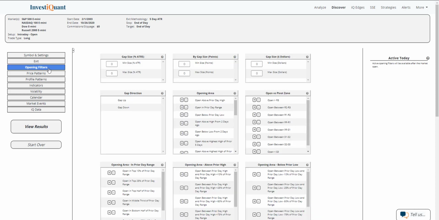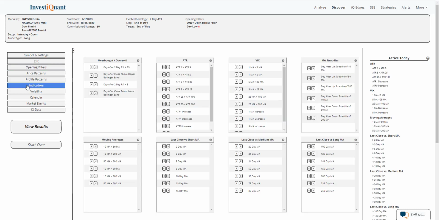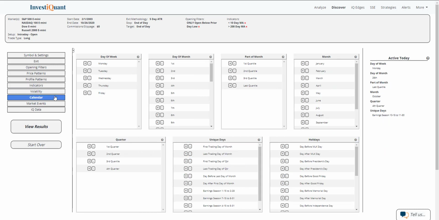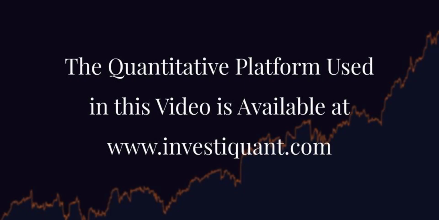For the opening filter, I'm going to use open below prior day low. So let me hit equals there. And then I'm going to put us in a similar environment. I'm going to define that environment as being below a 10-day simple moving average, but above a 200-day simple moving average. And then lastly, I'm going to go into the calendar section. I'm going to say that today is Monday, so Monday specifically here. And then I'm going to click View Results.